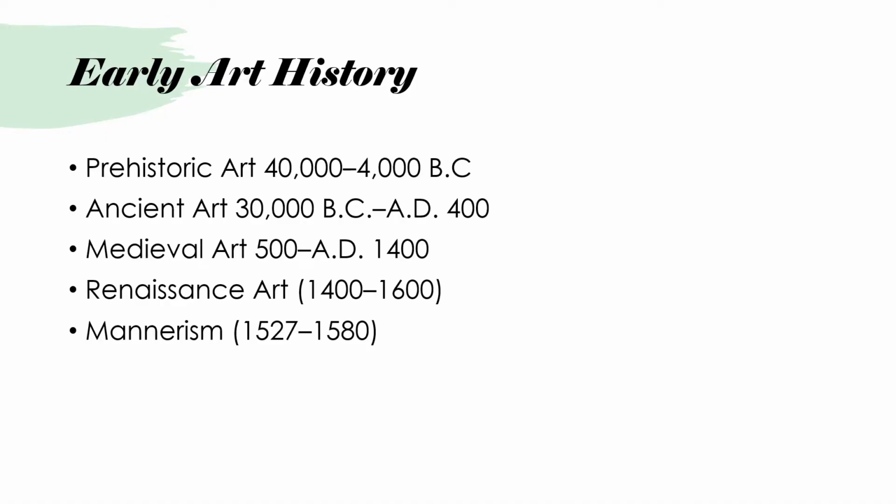Just a quick recap: early art history counts as prehistoric art starting at 40,000 BC all the way up through Mannerism ending at 1580. I know 1580 sounds pretty late to be counted as early art history, and 1600 sounds like it's pretty early to be modern art history, but that's the way it is.